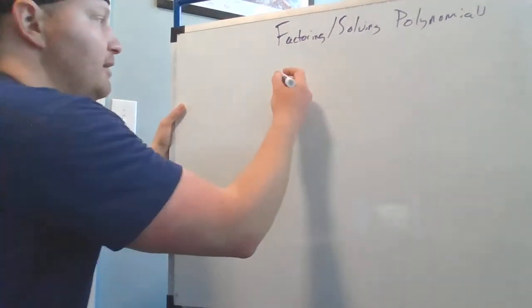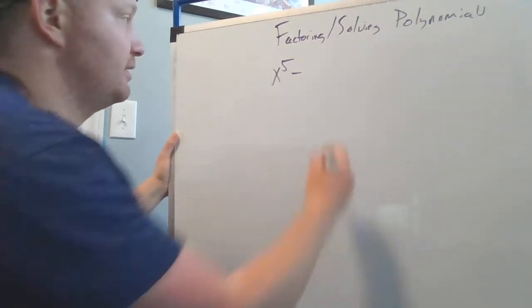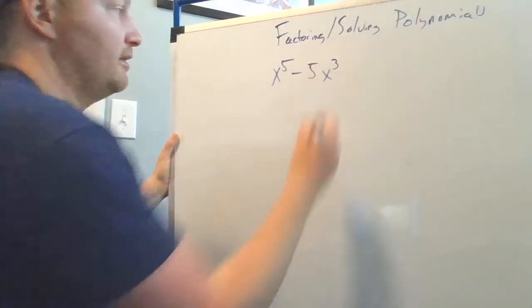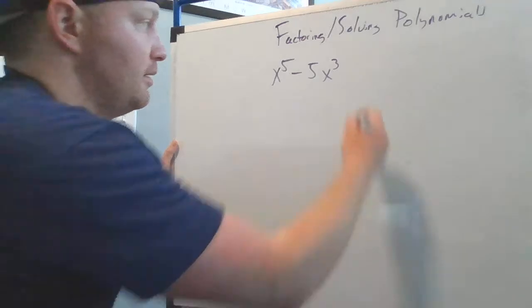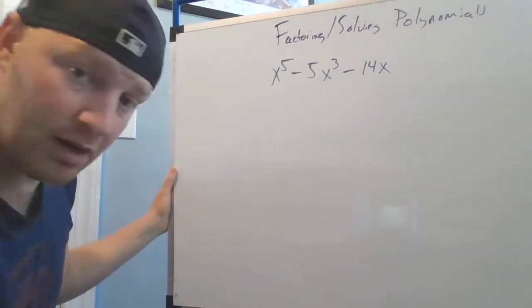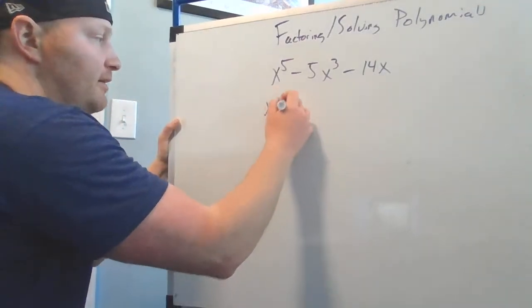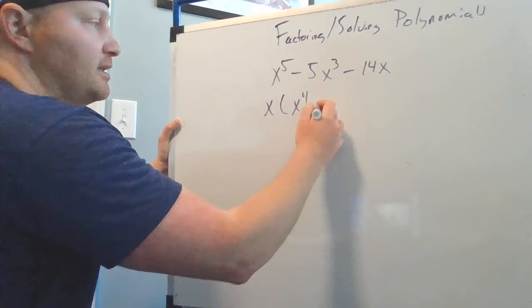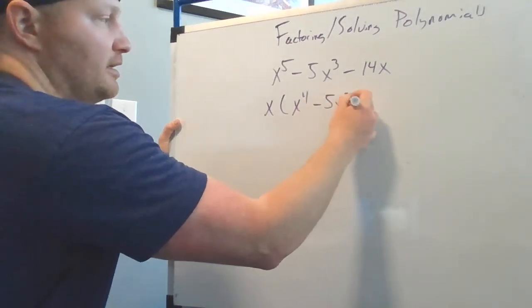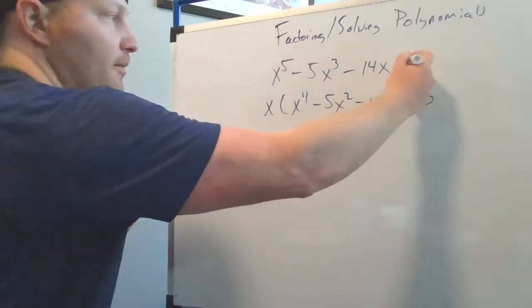All right, we got another one, a little funky. X to the 5th minus 5x to the 3rd minus 14x. All right, always look, always think, what is my GCF? In this case, x is the only GCF. X to the 4th minus 5x squared minus 14 equals 0.